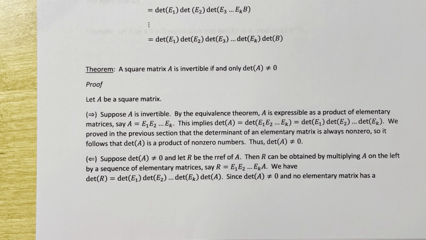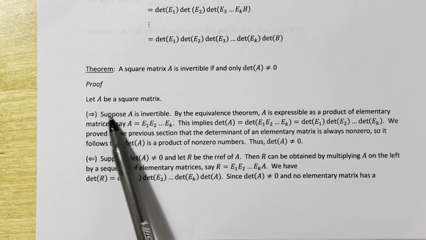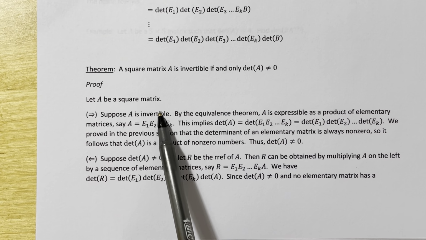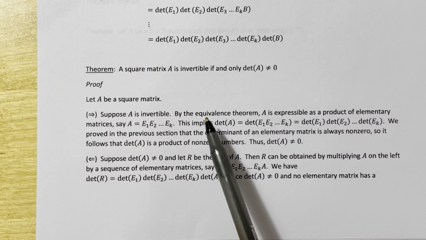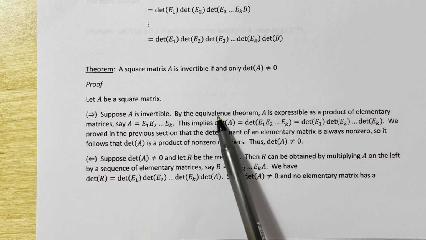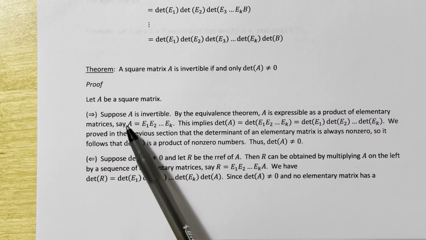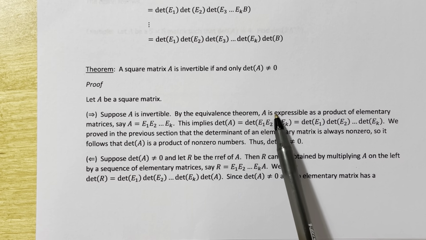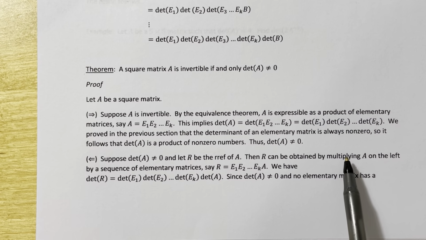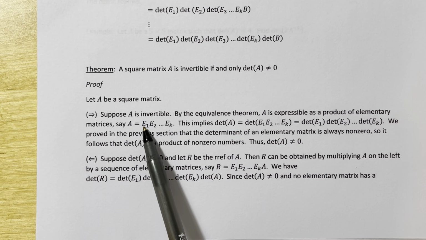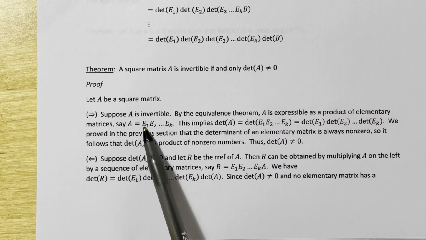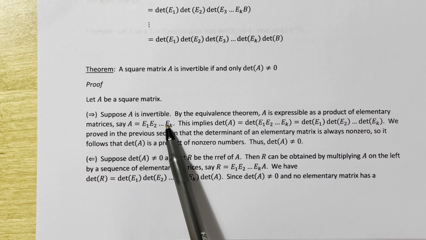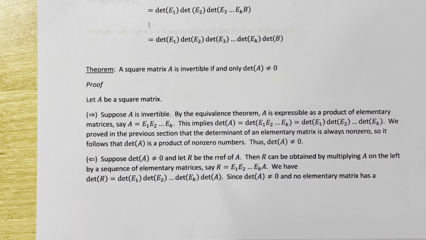So to prove that, it's an if and only if proof, so we have two directions to prove. We're going to let A be a square matrix. For this first direction, we suppose that A is invertible. The goal now is to show that its determinant is non-zero. We already have shown in our equivalence theorem that if A is invertible, it can be expressed as a product of elementary matrices. So I can say that A is equal to E1 times E2 times, and so on, through EK, where all of these are the appropriate elementary matrices that would multiply to make A.